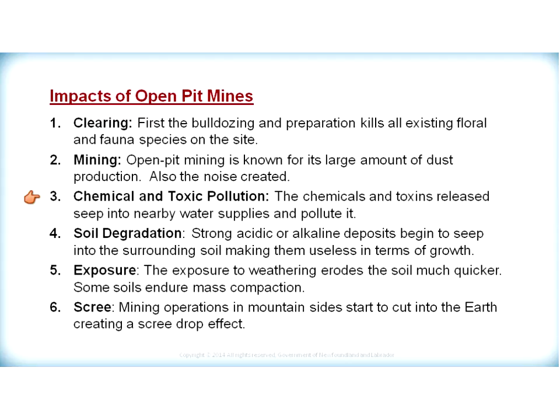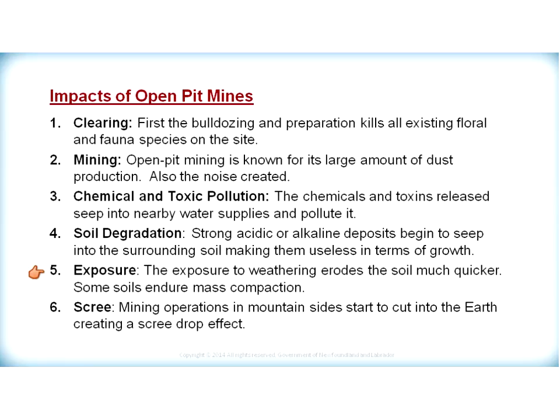The third impact will be chemical and toxic pollution. The chemicals and toxins released seep into the nearby water supplies and can potentially pollute water supplies in the area. Fourth impact will be soil degradation. Strong acidic or alkaline deposits begin to seep into the surrounding soil, making them useless in terms of growth of vegetation, and therefore would directly affect the animal life in the area as well.